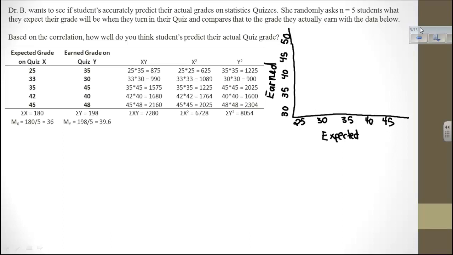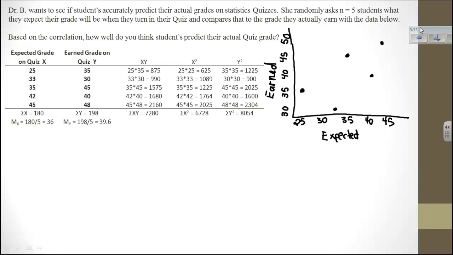Okay, so the first person, 25 expected, 35 earned. That dot represents them. Second person, 33 expected, 30 earned. Okay, 33 and 30, so roughly here-ish. Next person, 35 expected, 45 earned, so about here. 42 expected, 40 earned, so 42 and 40 is here-ish. And then 45 expected, 48 earned, right around here-ish.